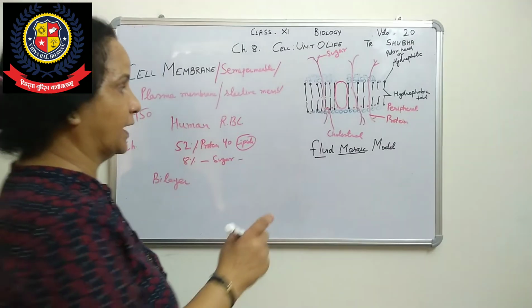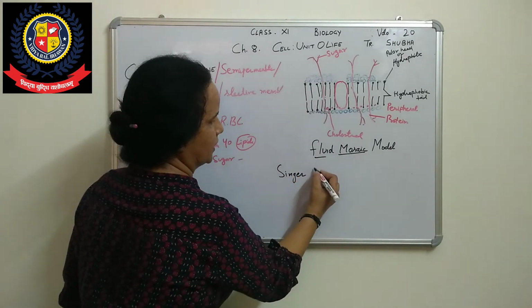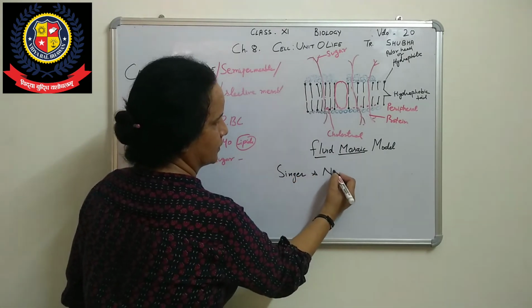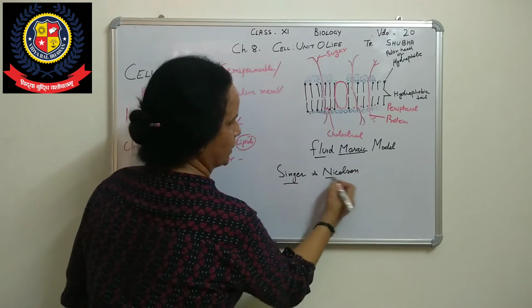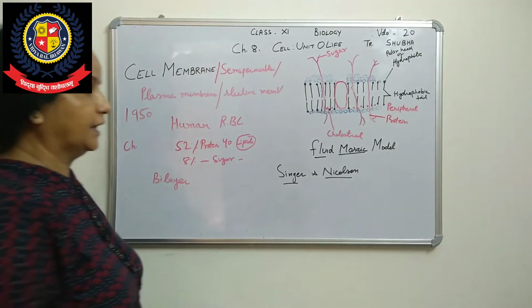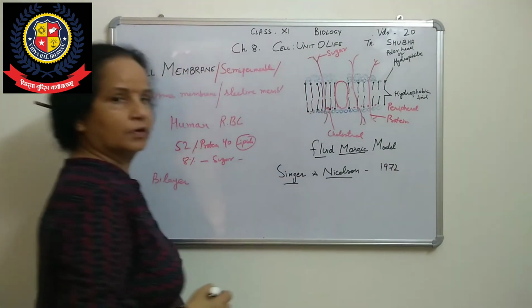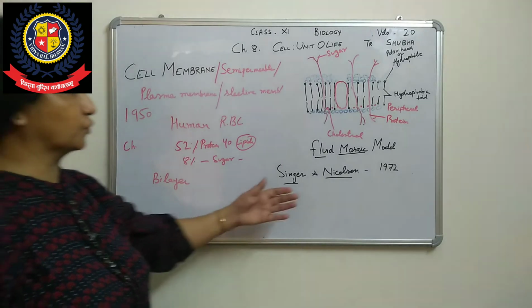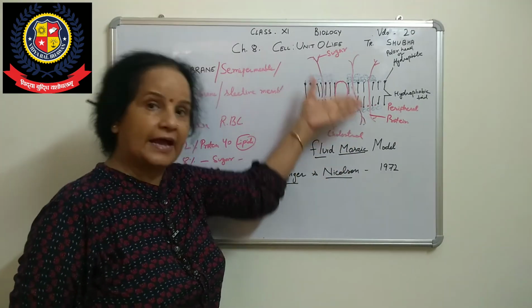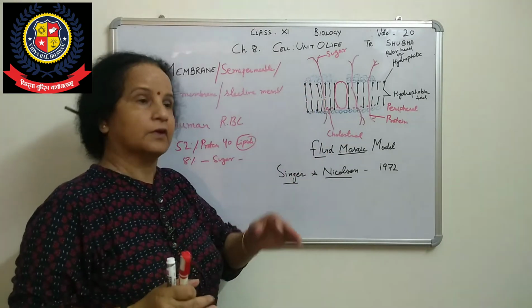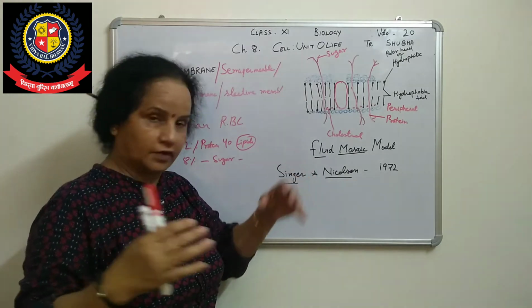It was given by Singer and Nicholson. These two biologists were there in 1972. First of all, these two scientists gave the structure of the cell membrane, that it is arranged in this way: a bilayer of lipids, with polar heads to the outer side and non-polar ends towards the inside.